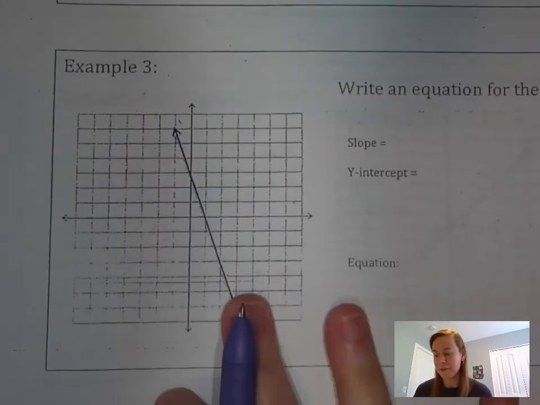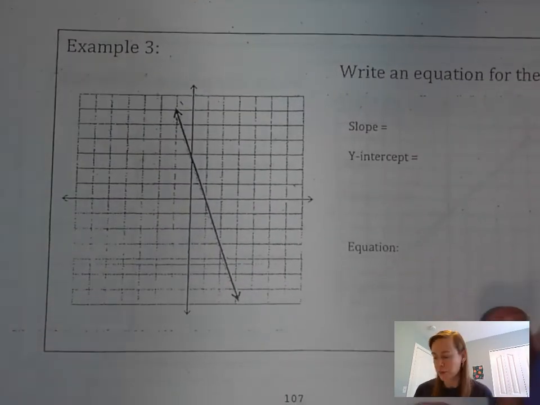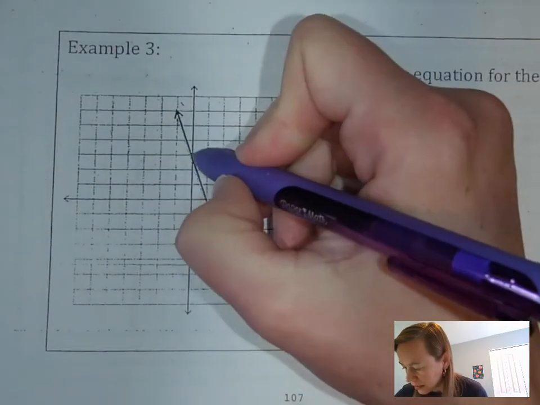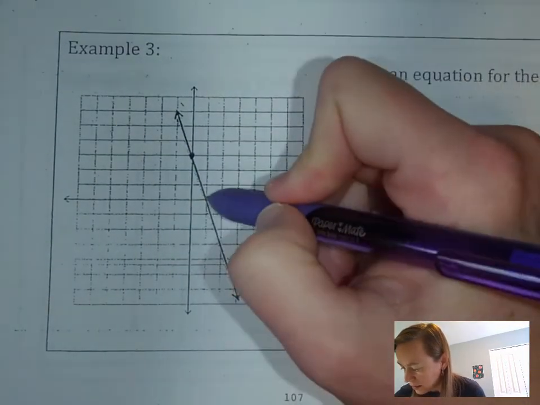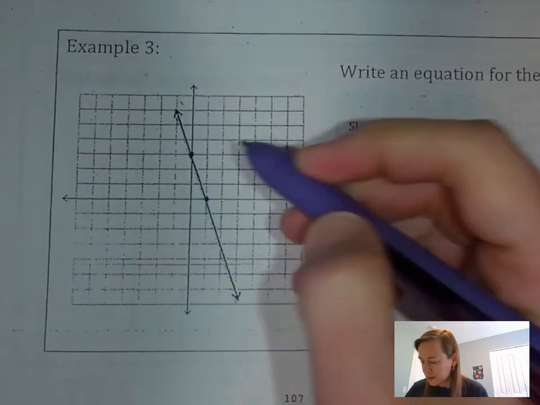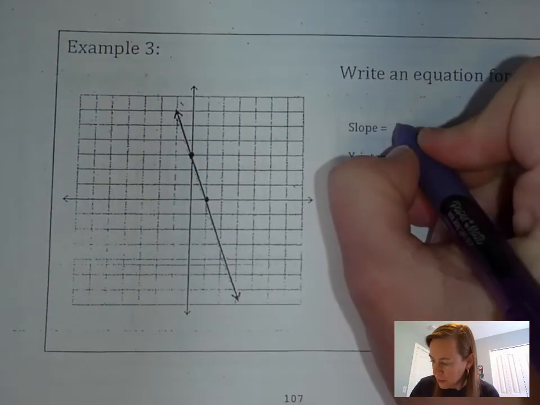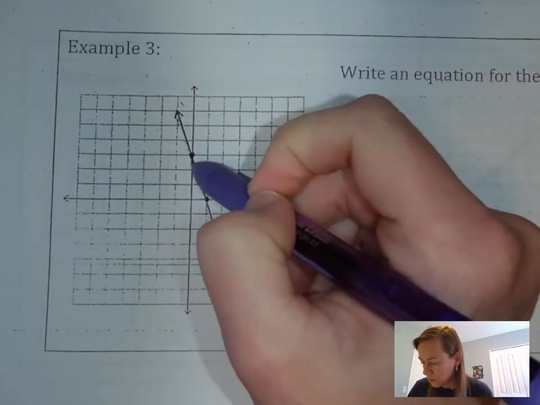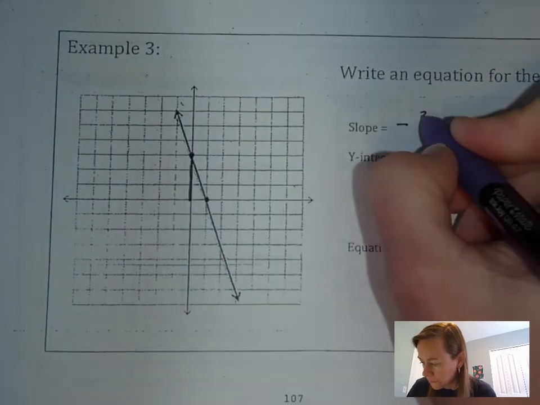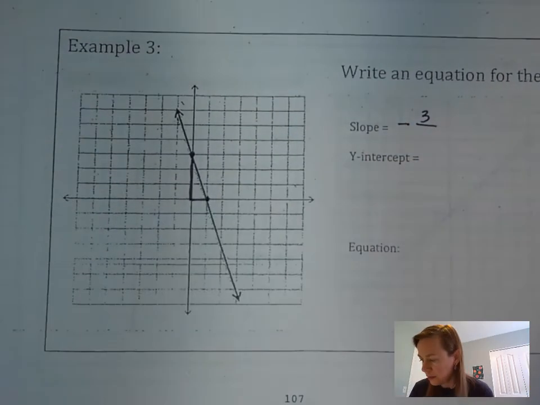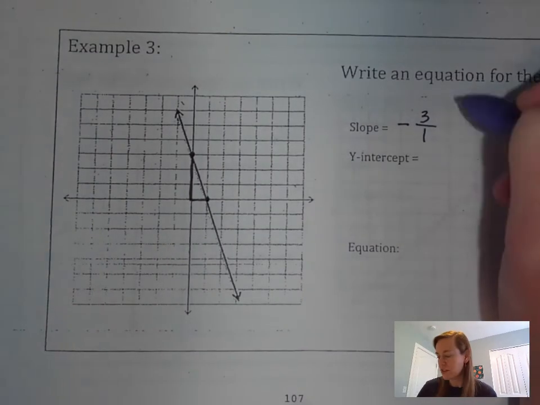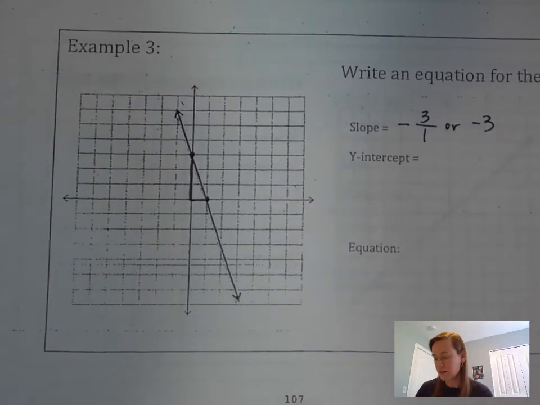All right, next example. Slope. Okay, let's draw some dots again. We've got it crossing there, and then it crosses again here. It looks like it goes downhill, so I'm going to go ahead and make my negative, and then we're going to go down 1, 2, 3, and over 1. Negative 3 over 1, which is the same thing as negative 3.